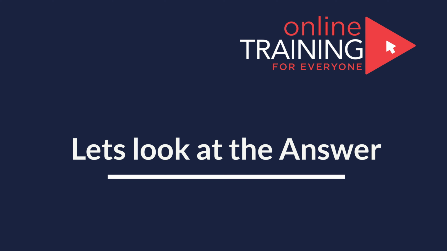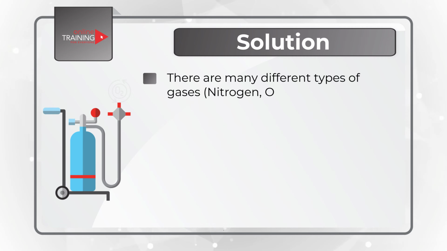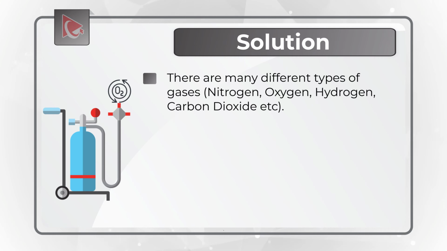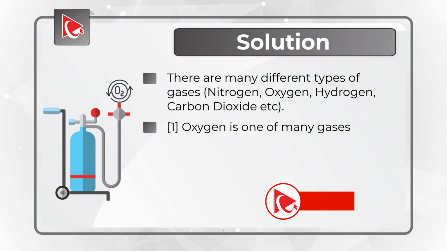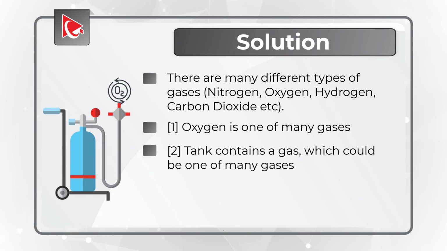The question is definitely worded very tricky, but the answer is very obvious. Let's look into details. Obviously, there are many different types of gases. For example, nitrogen, oxygen, hydrogen, carbon dioxide, and a lot of others. Oxygen is just one of many gases, which is clearly indicated in statement 1. And the tank contains a gas, which could be one of many gases, which is shown in statement 2.